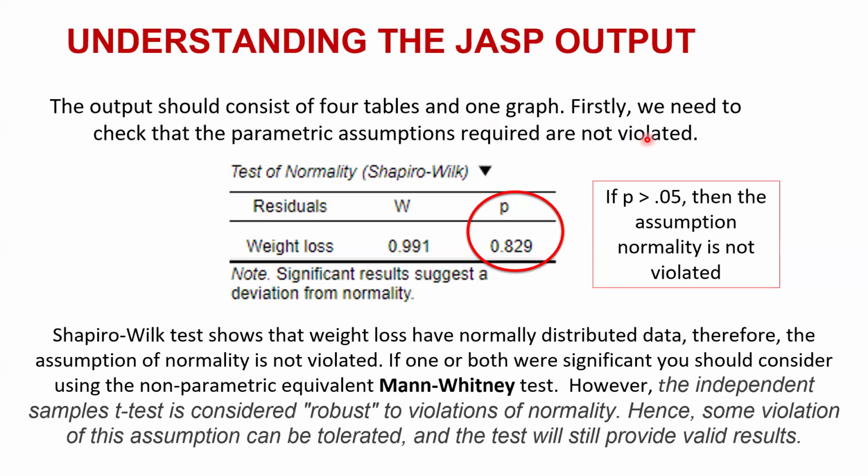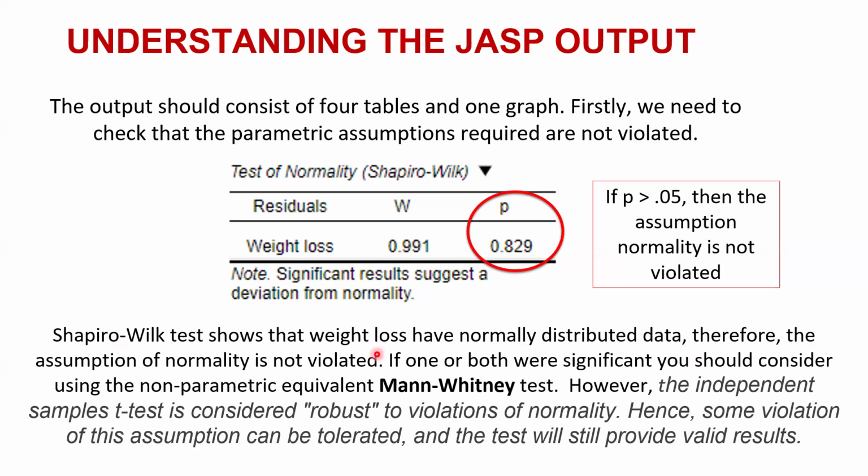Firstly, we need to look at the assumptions. Here, we look at the test of normality result, or the Shapiro-Wilk test. Now, we refer to our p-value. We take note: if the p-value is greater than 0.05, then the assumption for normality is not violated. In our case, our p-value is 0.829, which is indeed greater than 0.05. So, we have not violated the normality assumption. In this case, the Shapiro-Wilk test shows that weight loss has normally distributed data.